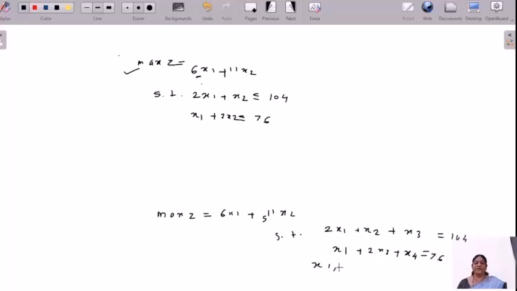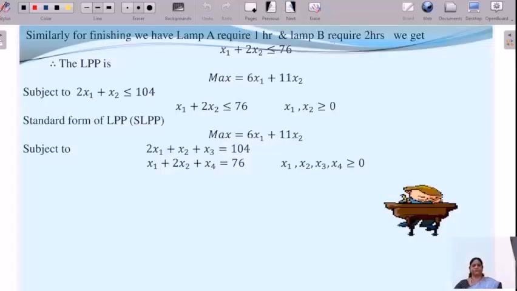All of x1, x2, x3 and x4 are greater than or equal to 0. This is our standard form of the given LPP.